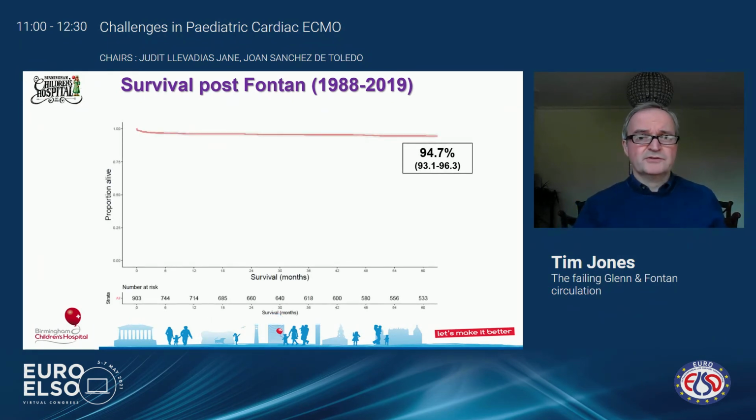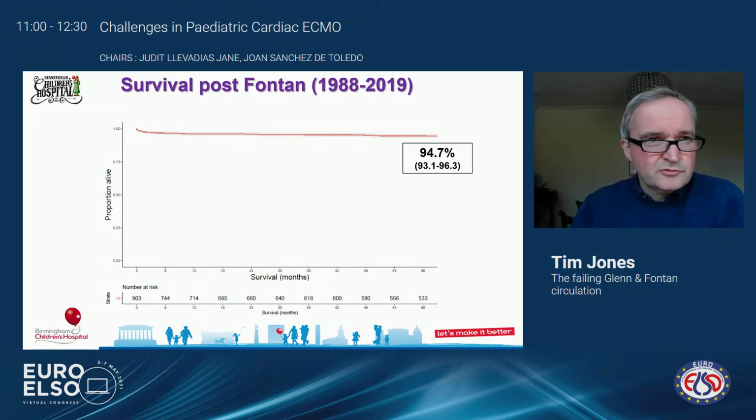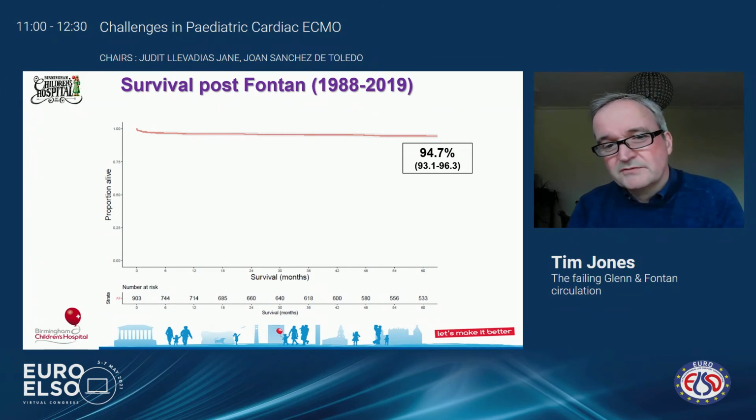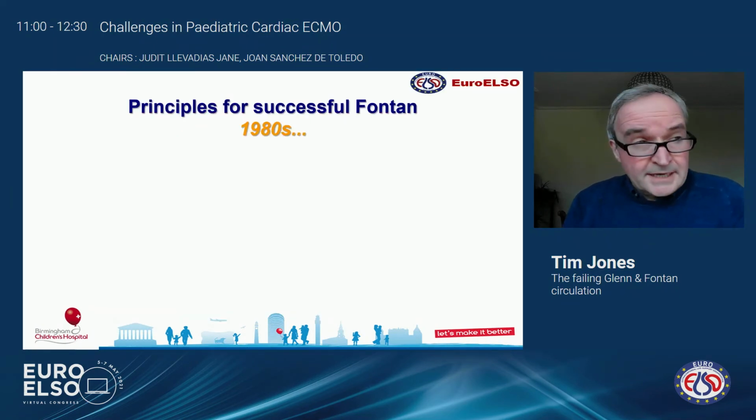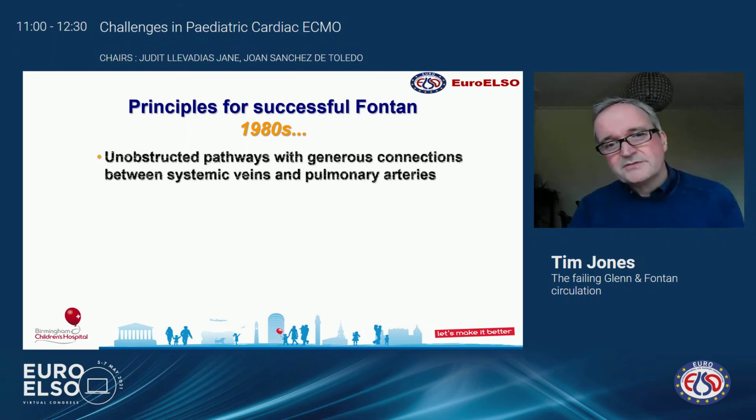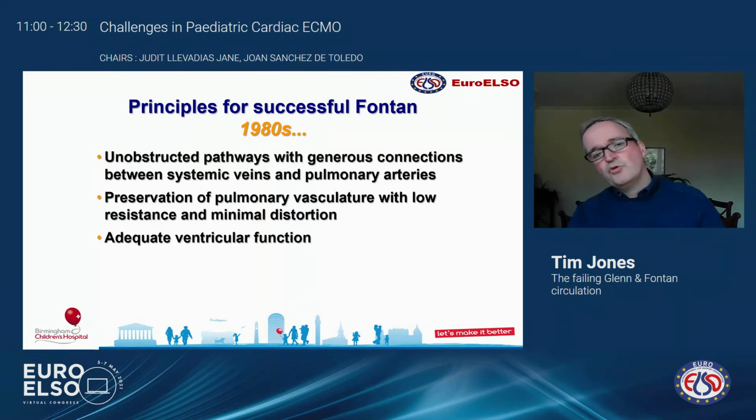The survival post-Fontan, we see these great graphs, 94% survival if you take the pre-op Fontans and their long-term survival out to 5 years. But we know their functionability does deteriorate, and beyond that, their functionability is deteriorating with problems. In the 1980s, we had the 10 commandments for the successful Fontan. I won't go through them all, but they pretty much were unobstructed pathways with a generous connection, low pulmonary artery pressure, and adequate ventricular function. Those were the sort of highlights.